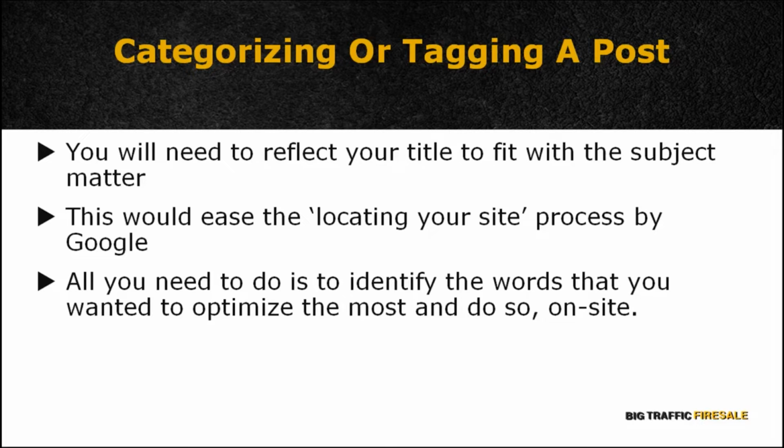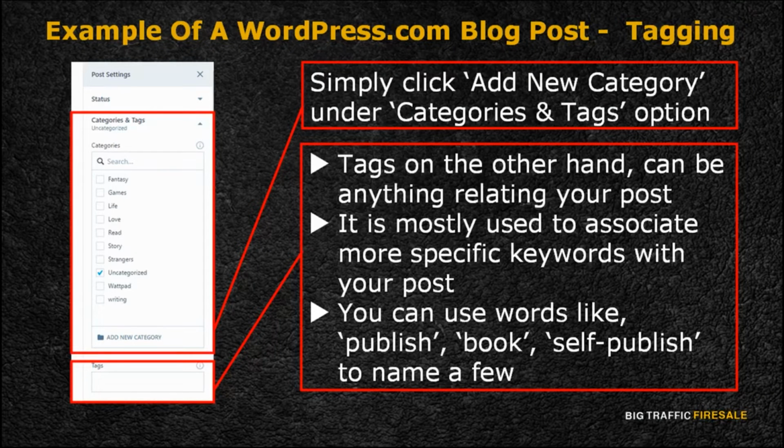When it comes to categorizing or tagging your post, you'll need to reflect your title to fit with the subject matter. This would ease the locating your site process by Google. This is one of the basic formulas you could easily solve within your site. All you need to do is identify the words you want to optimize the most and do so on site. Simply add new category under the Categories and Tags section. Tags, on the other hand, can be anything relating to your post. It's mostly used to associate more specific keywords with your post. You can use words like publish, book, self-publish, to name a few. Now, let us continue with the next agent.